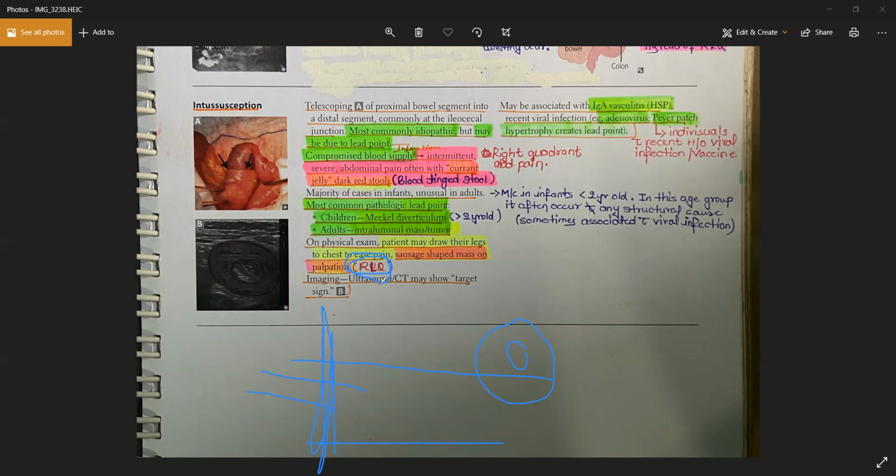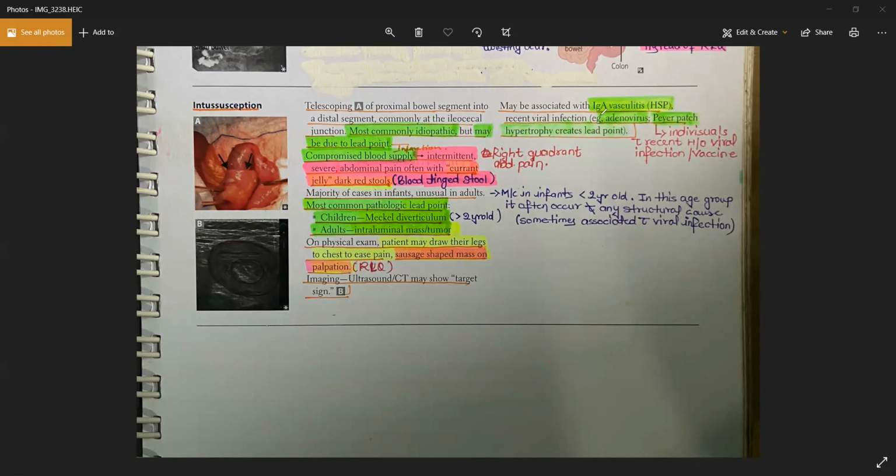And on the CT or on the ultrasound, you can see the targetoid sign or the target sign. Now, the other causes or associations of the intussusception include IgA vasculitis, or Henoch-Schönlein purpura. You guys remember, IgA vasculitis can lead to intussusception, and that's why in IgA vasculitis you're having this pain, nausea, vomiting, diarrhea, because of the intussusception also.